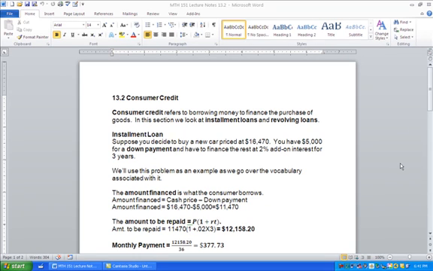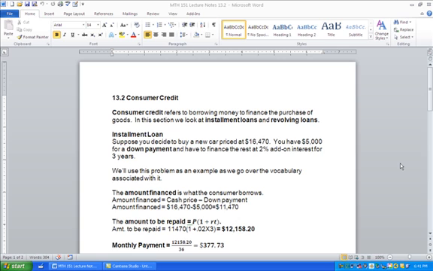Today we're taking a look at section 13.2 on consumer credit. Consumer credit refers to borrowing money to finance the purchase of goods. In this section we will look at installment loans and revolving loans. An installment loan is typically used for a large item purchase.